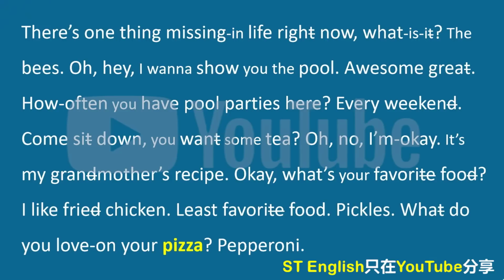It's my grandmother's recipe. 下一句 OK, what's your favorite food? Your 是弱读读成了 your. Favorite food, 这两个单词结尾的爆破都没有爆出来读成了 favorite food. What's your favorite food? I like fried chicken. Fried 结尾的 d 是爆破 fried chicken. 后面 least favorite food, pickles.